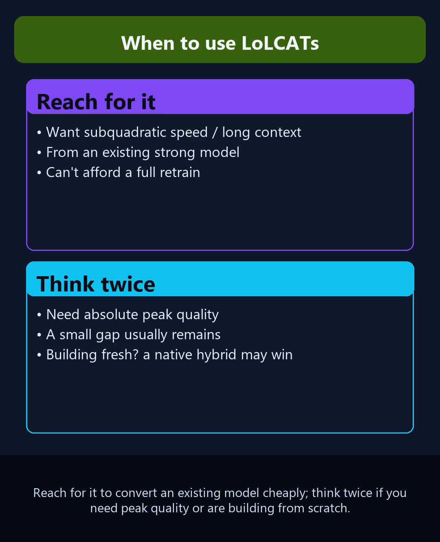So, when should you reach for LoLCAT? When you need subquadratic speed or long context from an existing model and cannot afford a full retrain. Think twice if you need absolute peak quality; a small gap to the original usually remains. And if you are building fresh, a natively trained hybrid, like a Mamba transformer, may serve you better. LoLCAT is a conversion tool, not a from-scratch architecture.